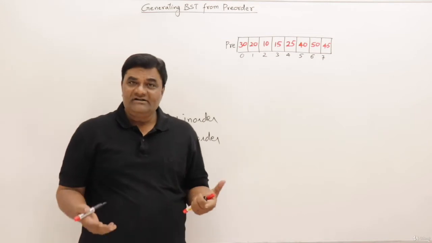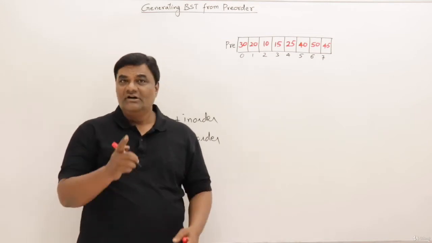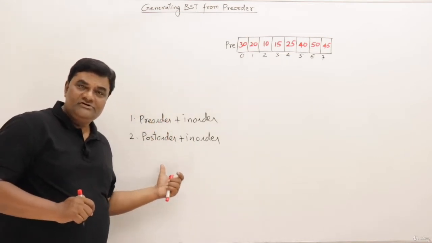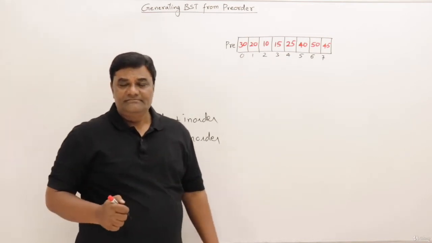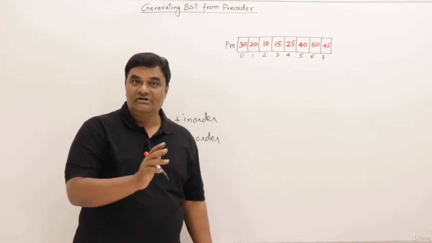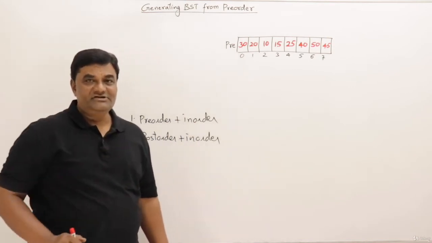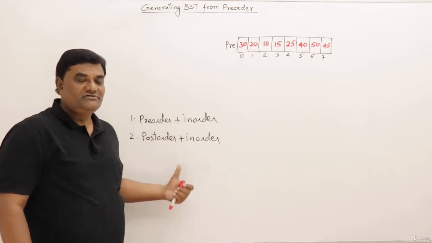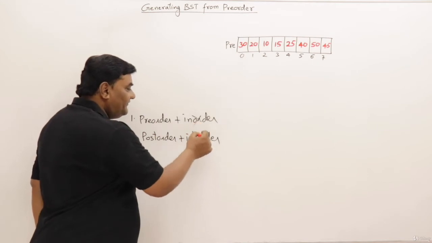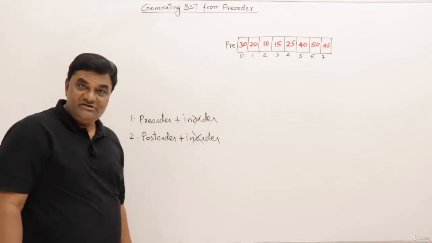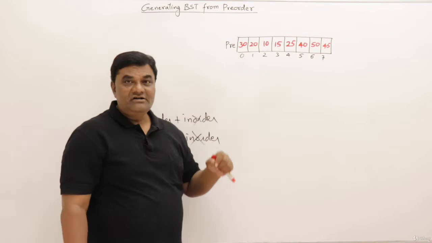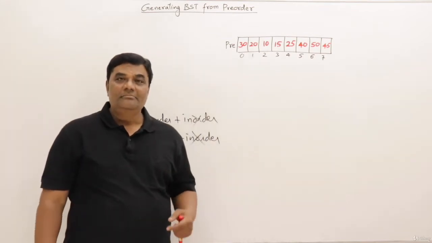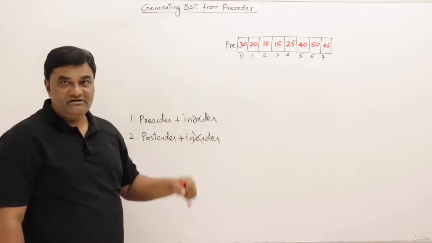So how many traversals should be given to us? Only one traversal is sufficient, that is either pre-order or post-order. In-order I can find out. But even without in-order, a binary search tree can be generated just using pre-order or just using post-order. So we don't need in-order. Without that also a binary search tree can be generated. So just using pre-order we can generate a binary search tree. Let us see how we can generate a binary search tree just using pre-order traversal.